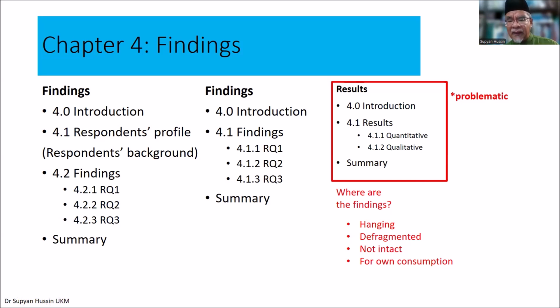And then the data are defragmented. Data, quanti and quali, are not intact. They are not together. You can do the quantitative analysis and qualitative analysis for your own consumption, but not to place it into chapter 1, chapter 4, and chapter 5. Simply do your own homework, and then after that, present quanti and quali according to the research question. So that would be good enough.